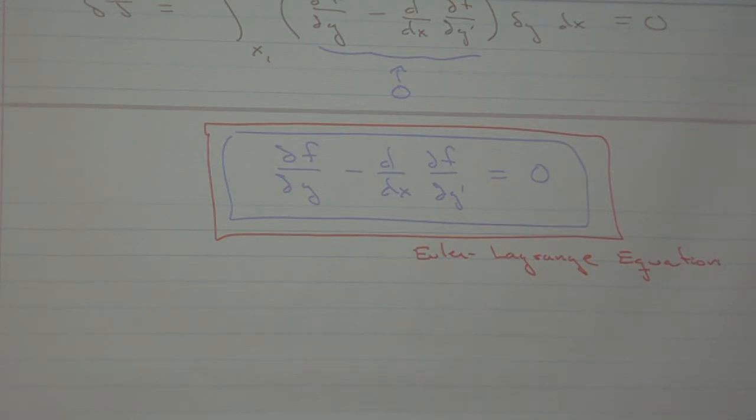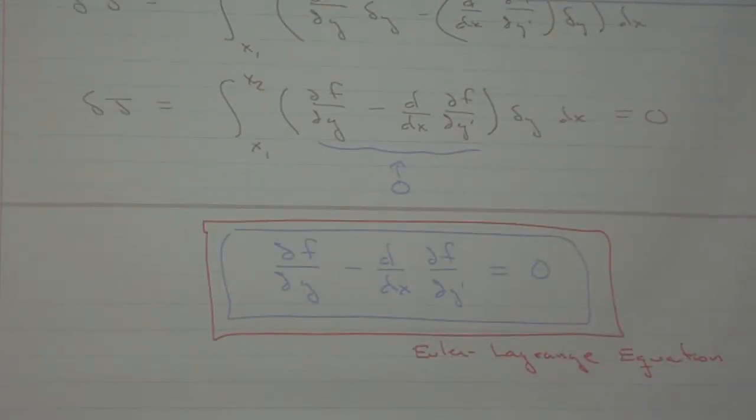So if delta of j is going to be 0 for any possible variation in any possible set of functions, what has to happen, the logical steps that lead you to state this, is that this quantity that you've integrated has got to be 0. And that last step there is that if this is going to be true for any possible function y, then this has got to be true, that the quantity in parentheses has to be 0. And this is the Euler Lagrange equation.